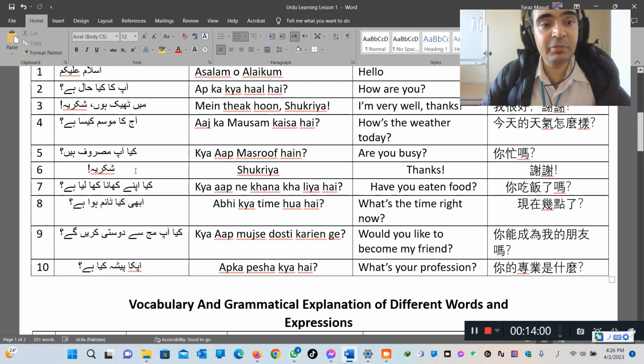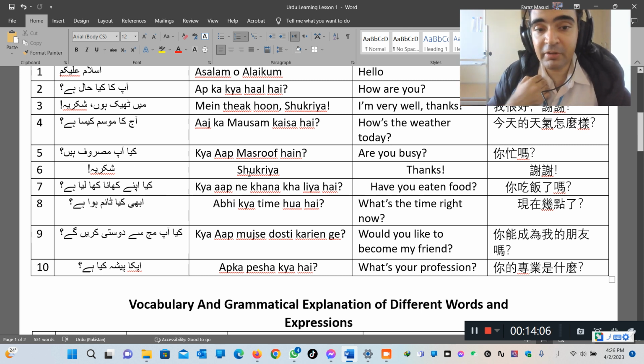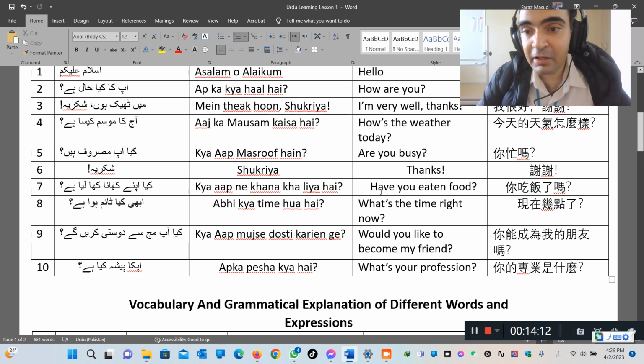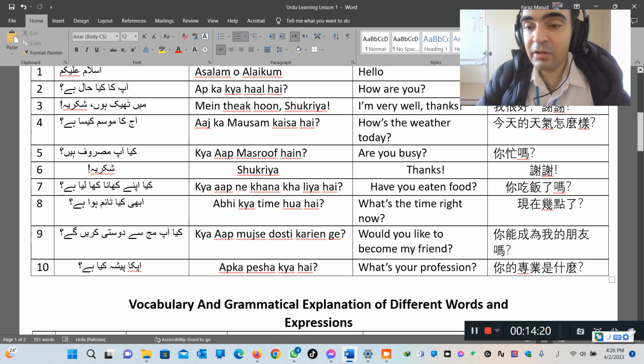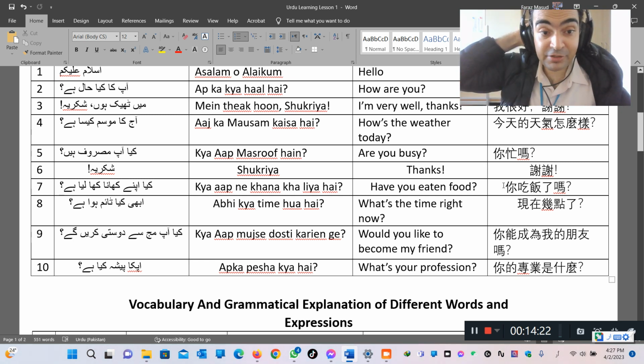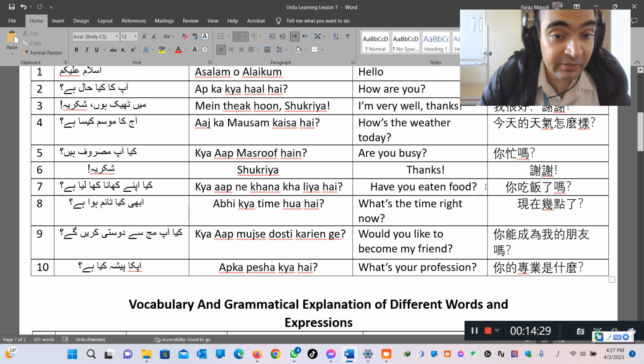And then we have the expression shukriya, thanks, shukriya. Shukriya in Urdu is a simple expression for thanks. And then we have, have you eaten food? Or have you eaten your meal? Khana is food, like fan in Chinese.